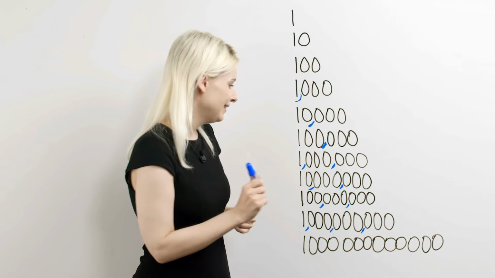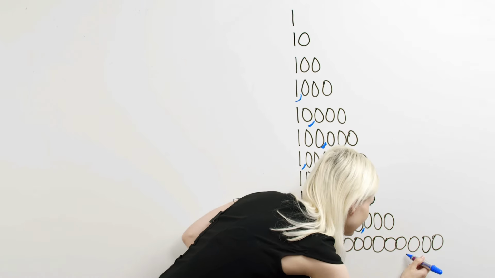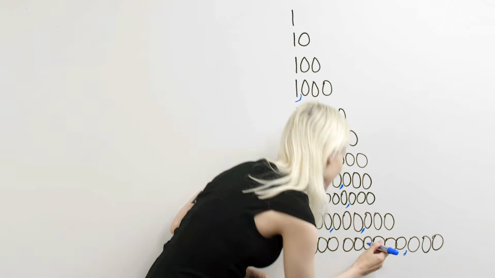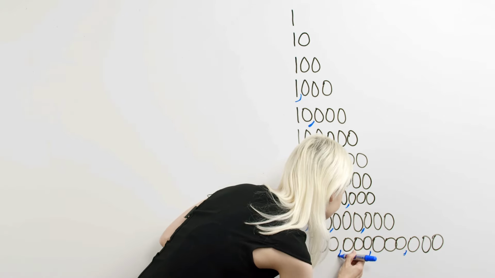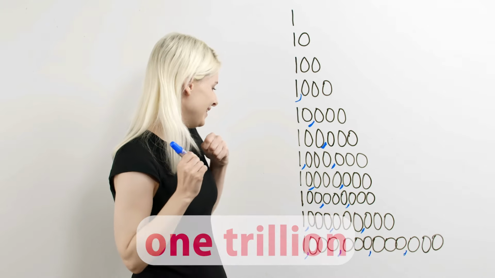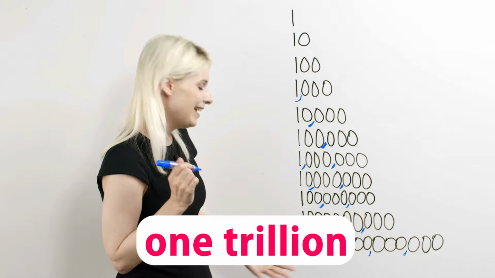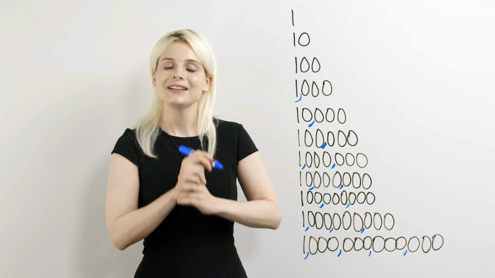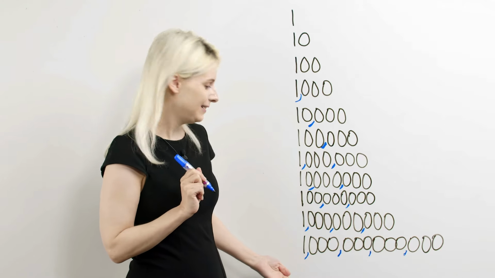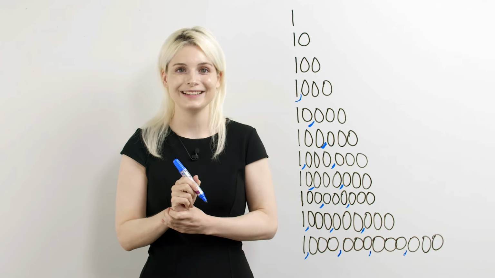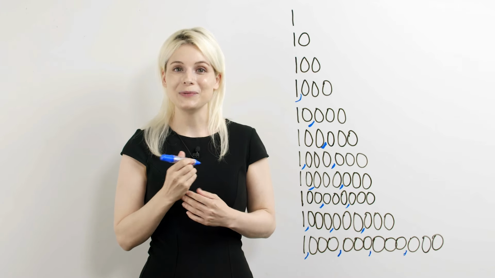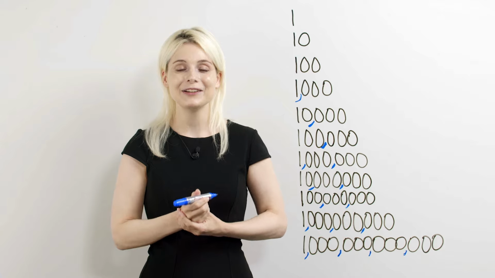Let's try the next one. 1, 2, 3, comma, four times. Wow, so this is 1 trillion. It has 4 commas. So I know that every time I see 4 commas, that means trillion. This one is 1 trillion. All right, that's how you can use the power of commas to help you read and understand English numbers quickly.